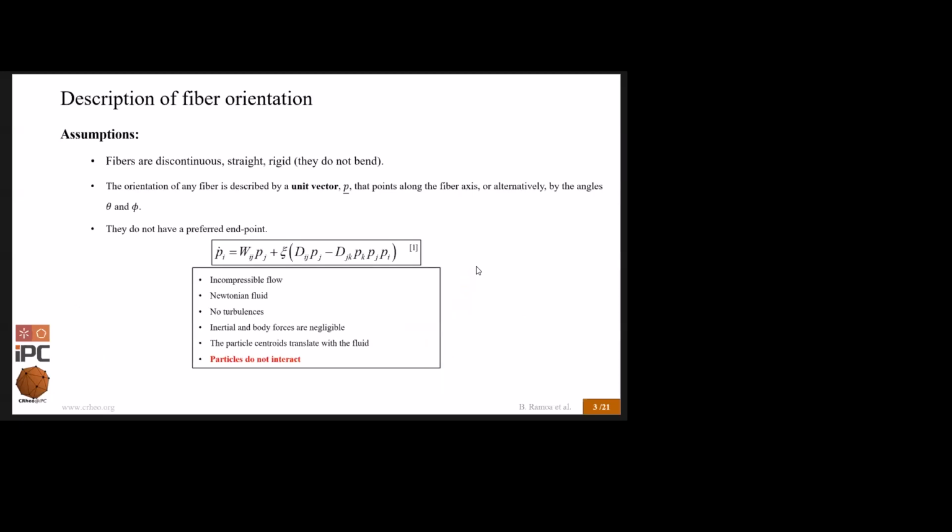The motion of a single ellipsoidal particle was described over a century ago, and the equation that George Jeffery came up with is the one on the screen. He assumed incompressibility of the flow, the fluid, no turbulence, neglecting inertial and body forces. The particle moves with the fluid, and particles do not interact with each other.